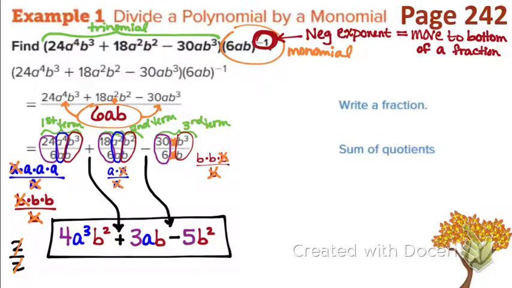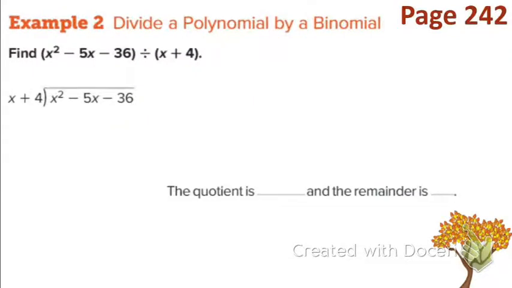So far, so good? Let's try some of that long division stuff. Look at example number 2, still page 242. Example number 2. Whatever comes after my division sign, this goes on the outside. This is what I'm going to divide it by. This would be the same as the bottom of the fraction.